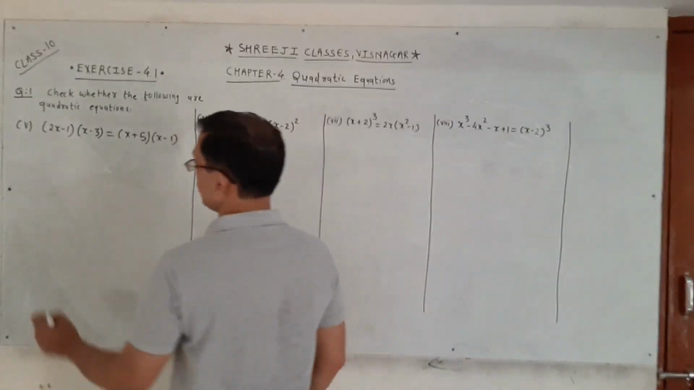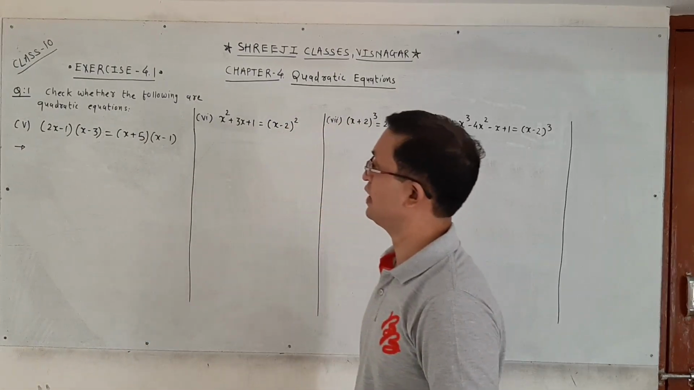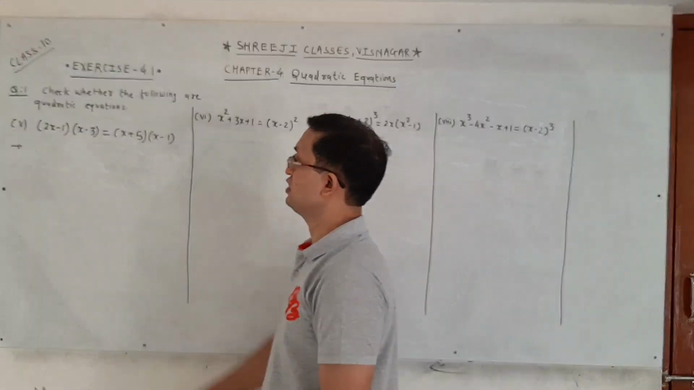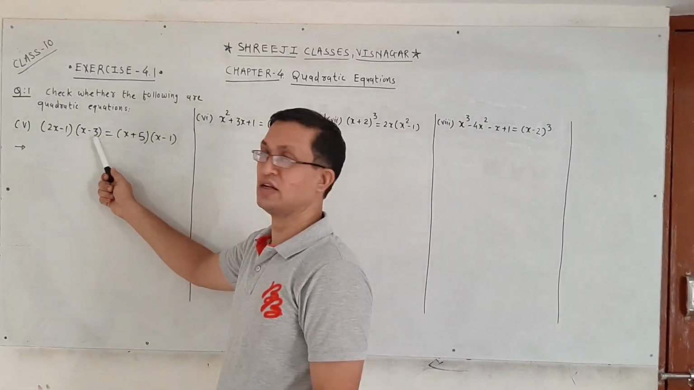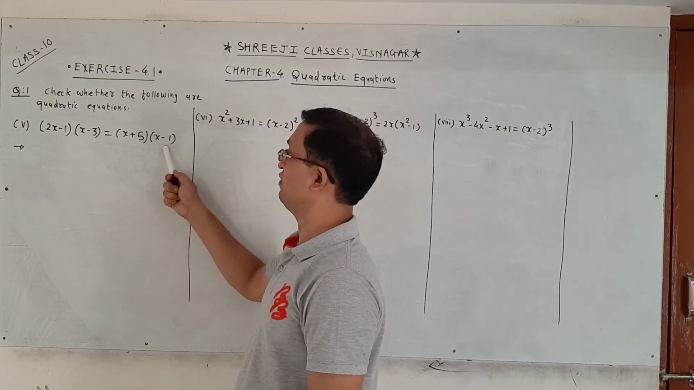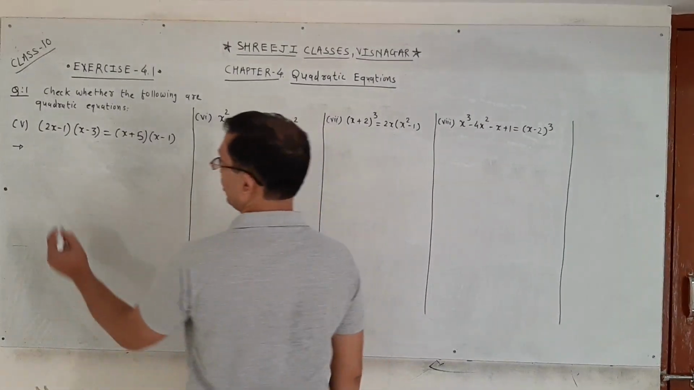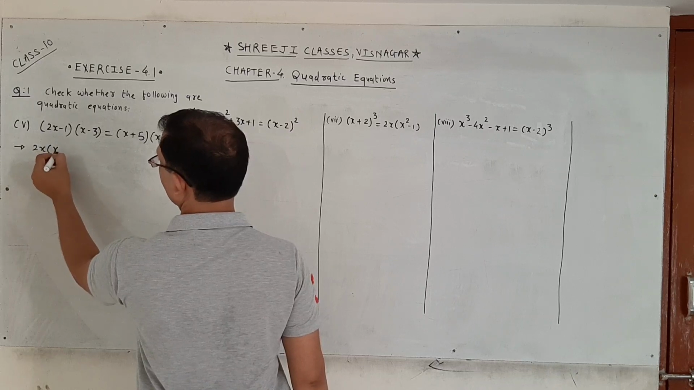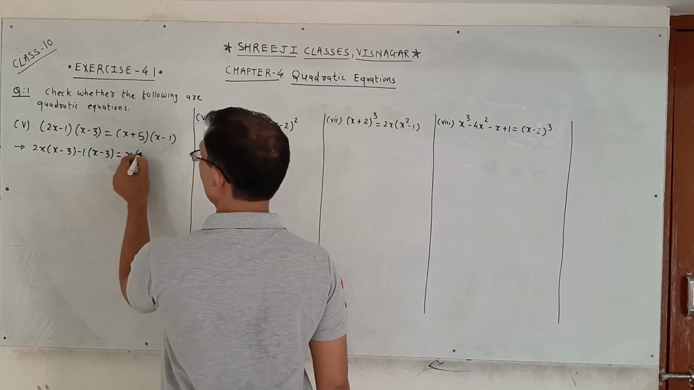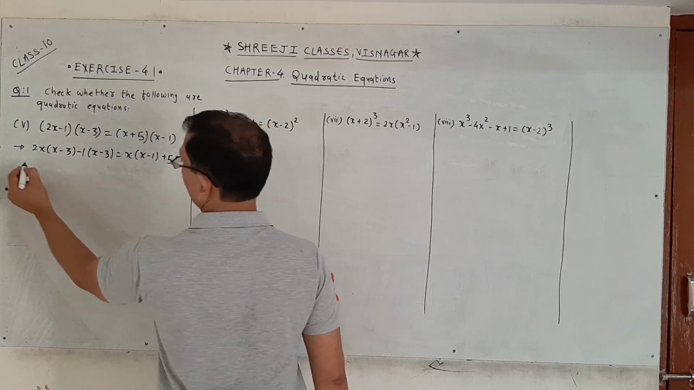Solution of this one. First we simplify this bracket. 2x minus 1 into x minus 3 is equal to x plus 5 into bracket x minus 1. First we simplify 2x multiply with x minus 3 and minus 1 multiply with x minus 3. Similarly, x multiply with x minus 1 plus 5 multiply x minus 1. Understand? Okay. 2x into bracket x minus 3 minus 1 into bracket x minus 3, x multiply x minus 1 plus 5 multiply x minus 1.